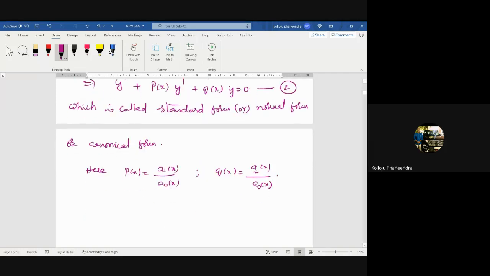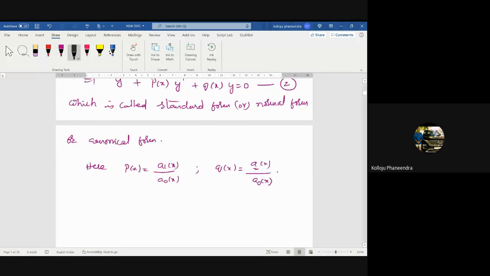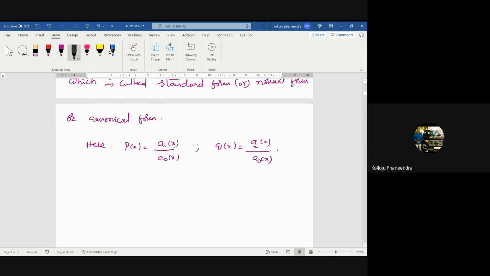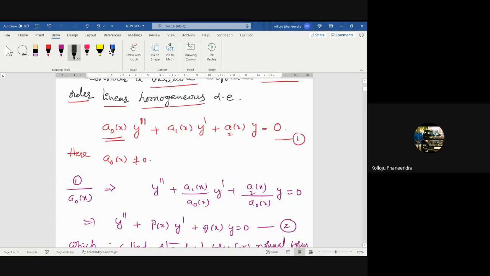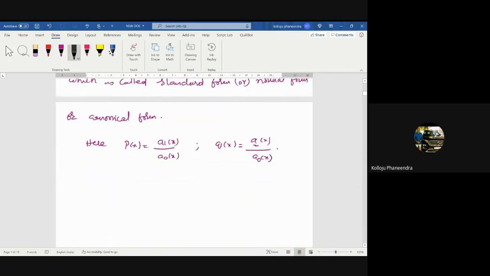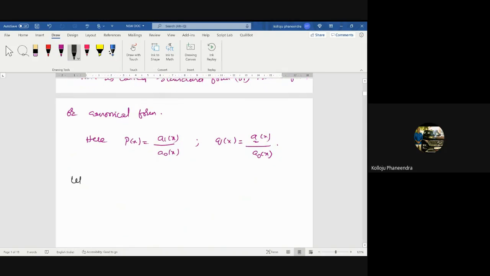Now, see the definitions. What I told, ordinary point and another one is singular point of a differential equation. How to define? First, let there be a point x naught belonging to the domain I. Solution domain, I stands for some interval. Let x naught belong to I, where I is the given interval.